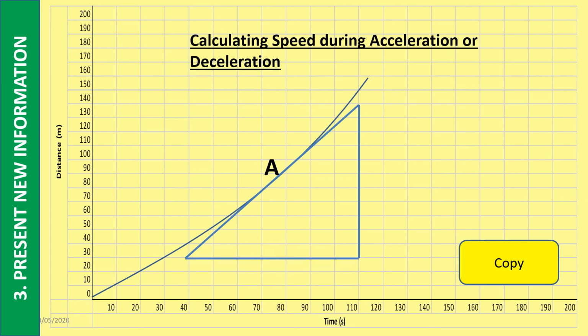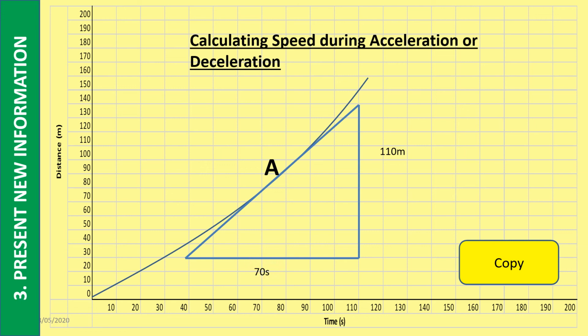you can put in two more construction lines to form a right angled triangle underneath your tangent. And it's these lines that we're going to use to work out the slope or gradient of the tangent. So if you read from the graph, on the vertical axis, you can see that the distance goes from 140 down to 30, which is 110 meters. And on the horizontal axis, you can see that the time goes from 110 to 40, which is 70 seconds.